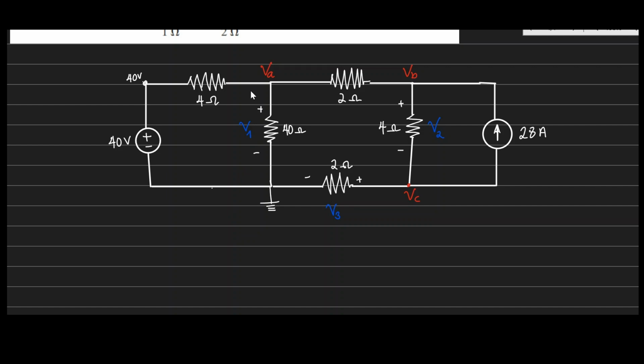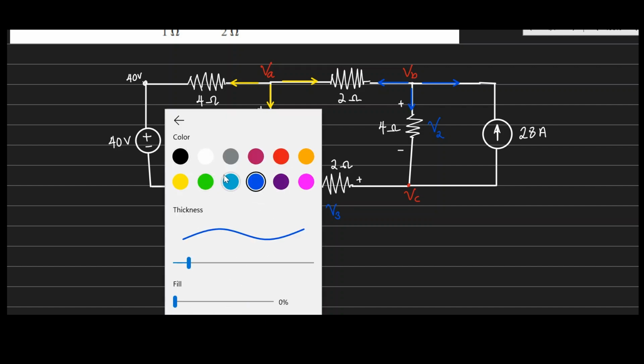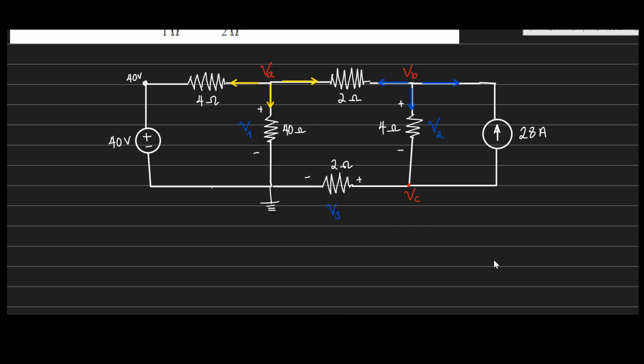Assign the current signs. So at this node, node A, I'm going to have current in that direction, another current in this direction, away from the node. Also at node B, I'm going to have current in this direction, another current in that direction, another current in that direction, right? Next, node C, I'm going to have current in that direction, current in that direction, and another current in this direction.